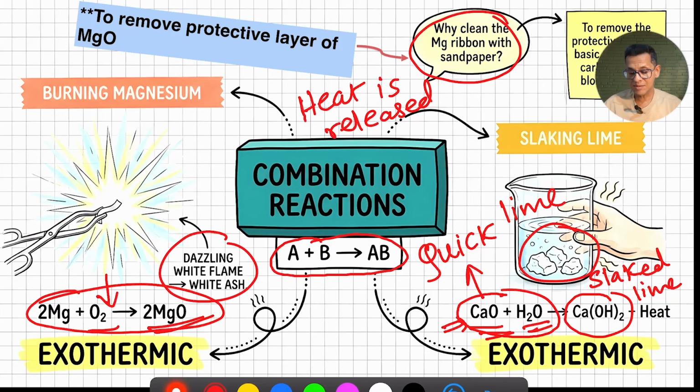So these types of reactions wherein heat is released are also called exothermic reactions. Exo means to give out, and thermal means heat, as you know. So in this particular reaction, heat is released, and both these reactions can be called exothermic reactions. Remember, most combination reactions are exothermic in nature.